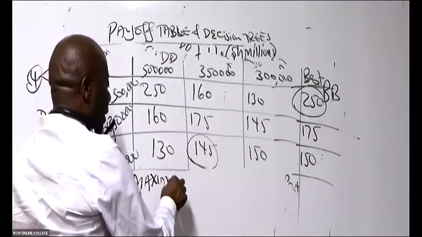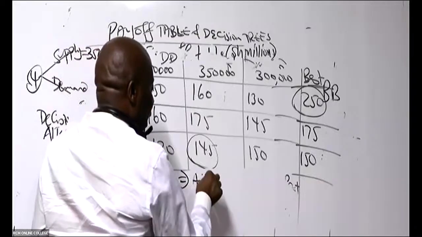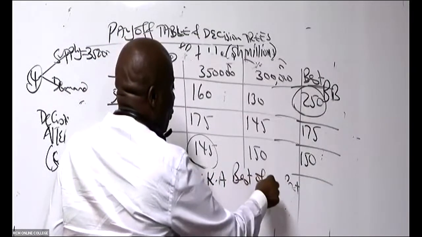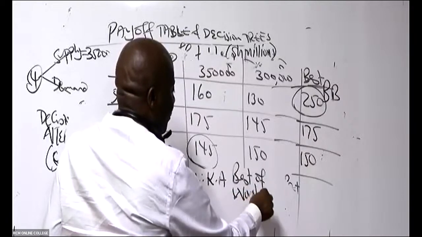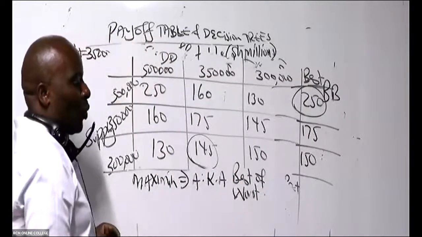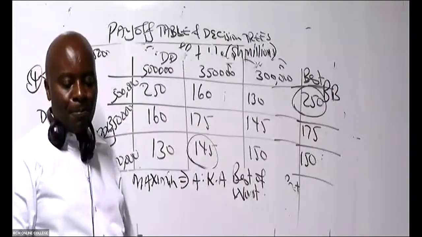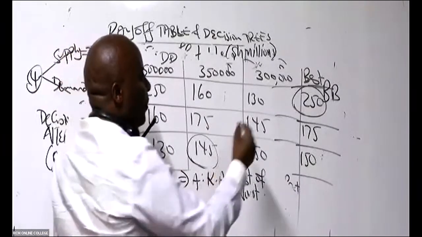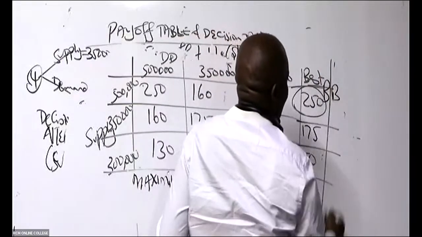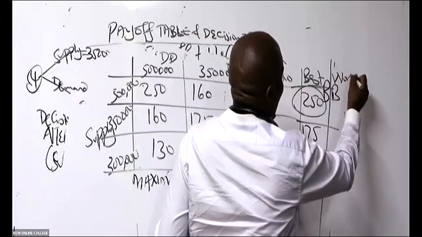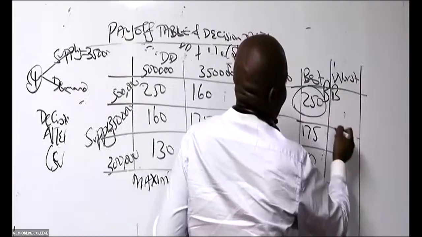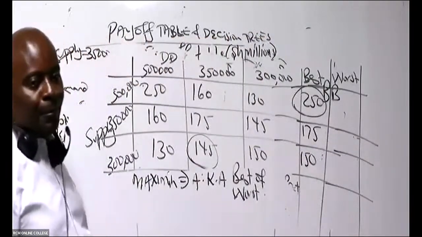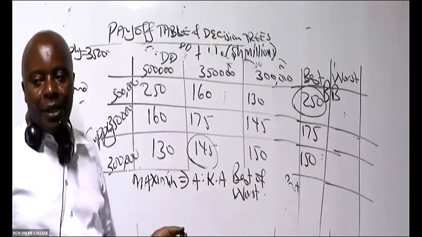So max mini is also known as best of the worst. So you create a column of worsts here. Don't drag this. You simply create a column of worsts here, the worst profit.